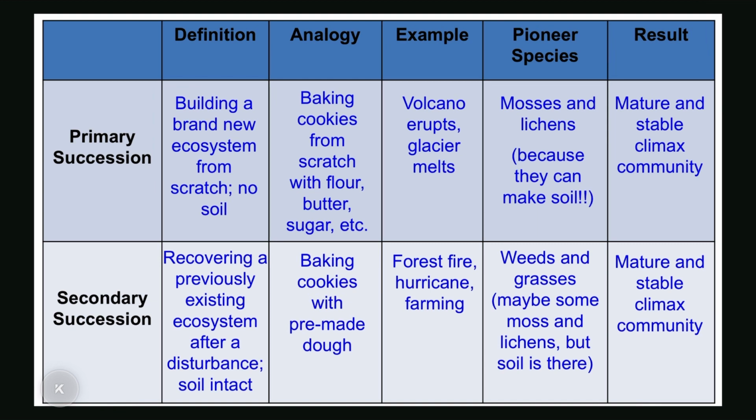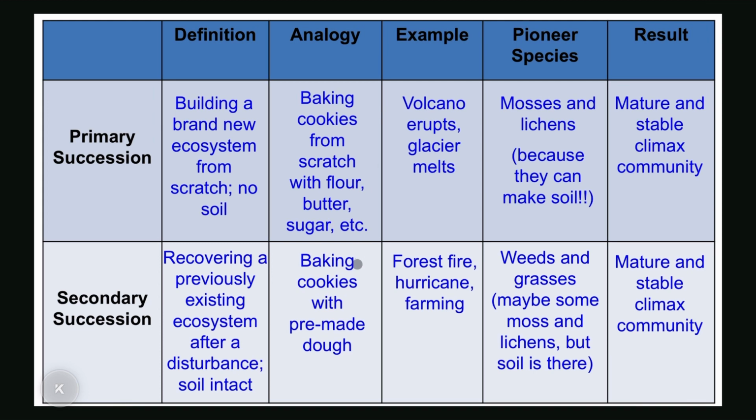An analogy for this would be with primary succession. This is where you're baking cookies from scratch. So you have to take flour, butter, sugar, etc. It's going to take a longer time because you have to make the dough, right? So primary succession takes longer because you have to make the soil.